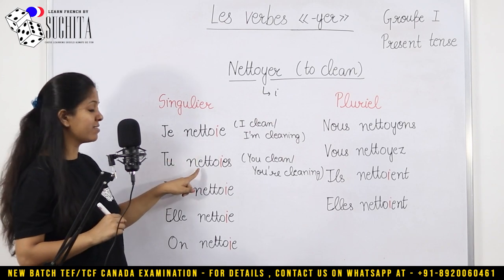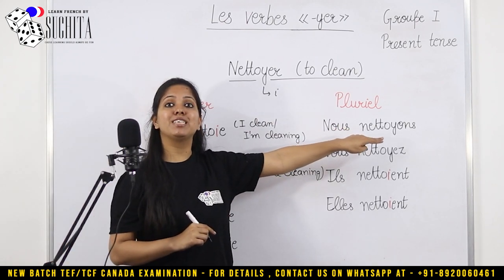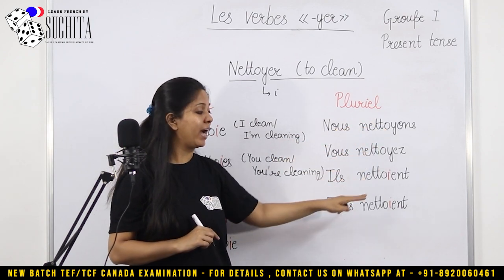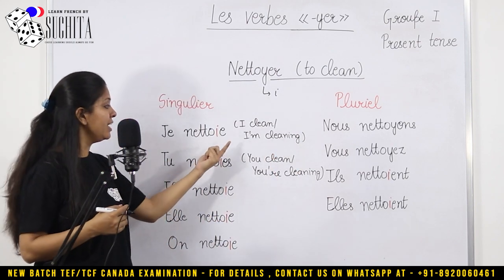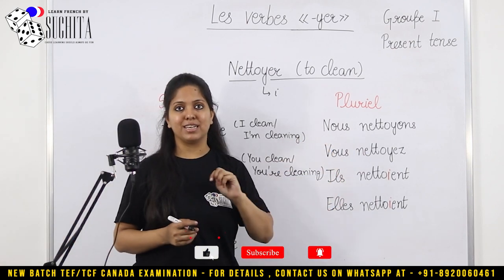So I did that in all the cases: NETTOI. Similar over here. Here it is NETTOY and OI. Okay. Followed by the endings. Endings are also same: E, ES, E, E, E, ONS, EZ, ENT.